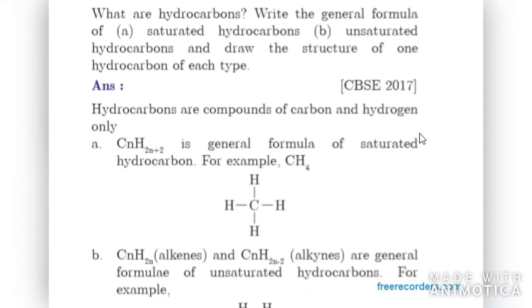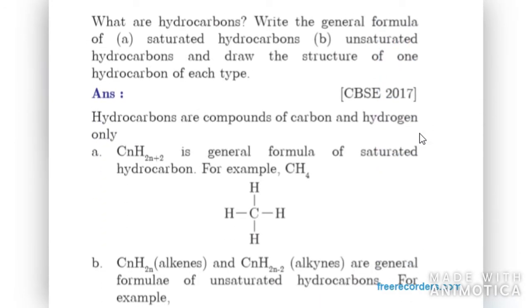Now the next one is what are hydrocarbons? Write the general formula of saturated hydrocarbons and unsaturated hydrocarbons. So in this, write that hydrocarbons are the compounds which have carbon and hydrogen only. We need to write the general formula for saturated hydrocarbons. So here we will be writing for alkanes, that is CnH2n+2. And one example is shown here.